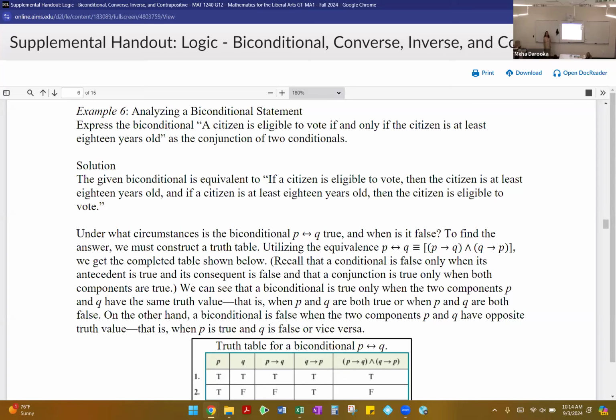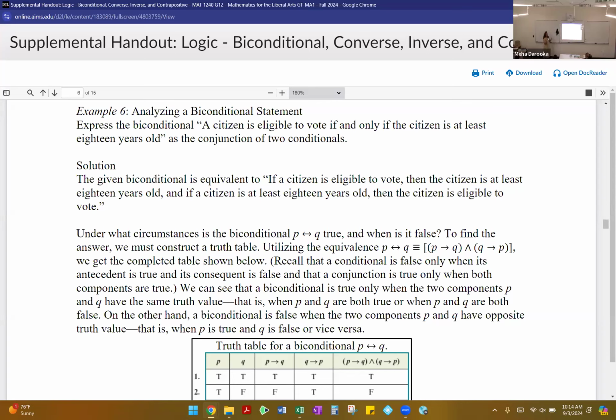Yes. A citizen is eligible to vote if they're 18 years old. And then if a citizen is 18 years old, they're eligible to vote. So you should not have overlap between the two sentences. So you're almost there. So just think about how we can separate those, right? Anybody else want to give it a try?